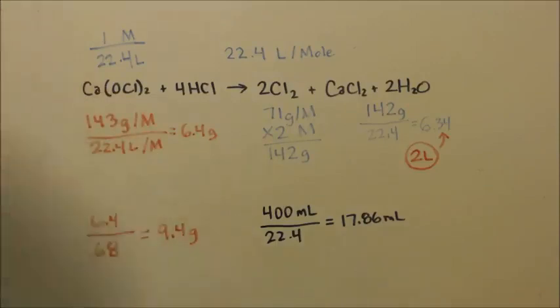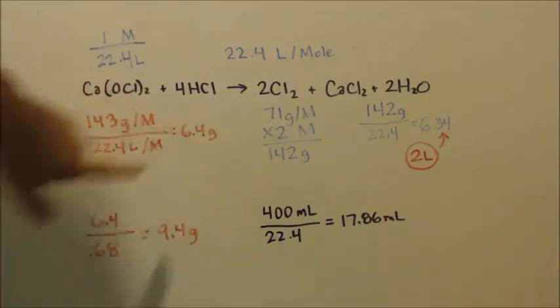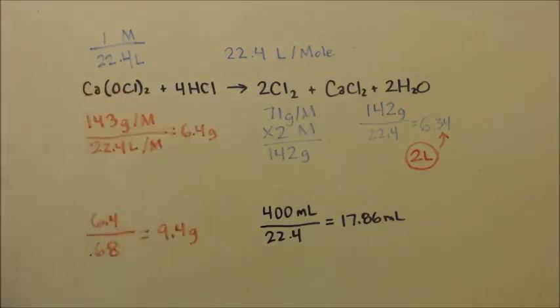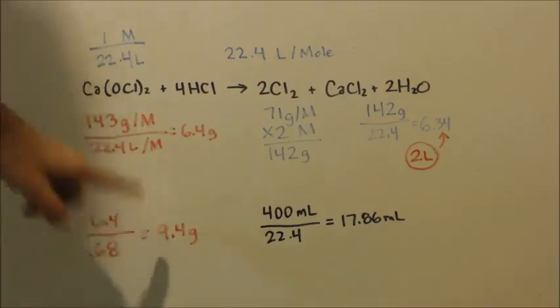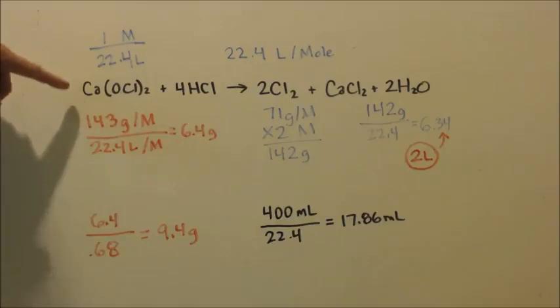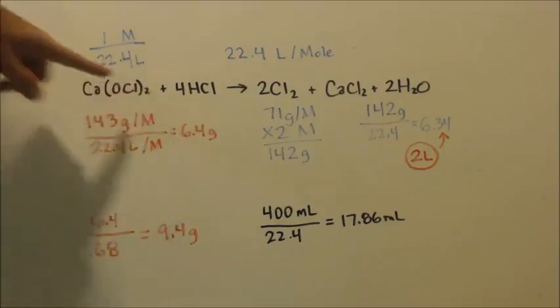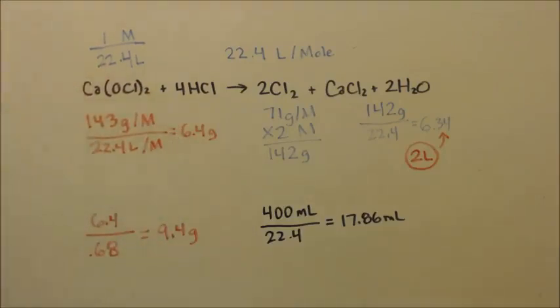But this is only 68% pure, so I divide this by 0.68. I get 9.4 grams. So I need 9.4 grams of this stuff that I bought, the shock, to get 6.4 grams of this calcium hypochlorite, right? Because only 68% is what I want. The rest is like calcium chloride, whatever other byproducts you get when you make bleach.